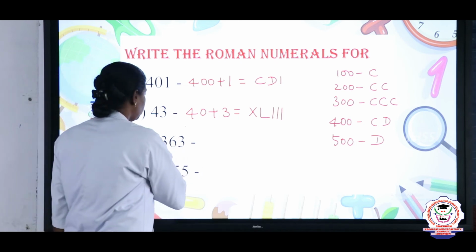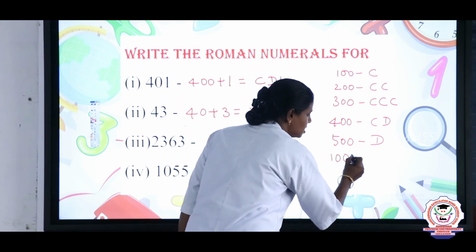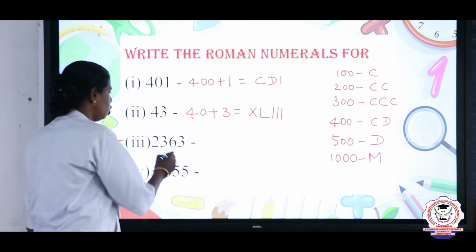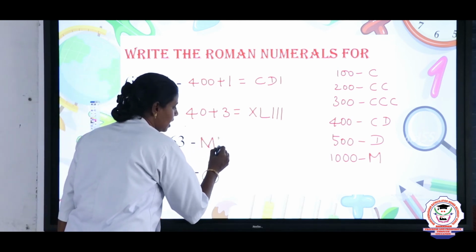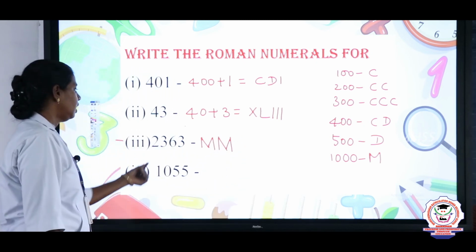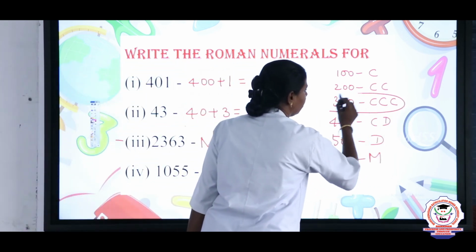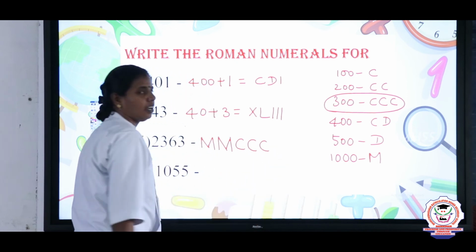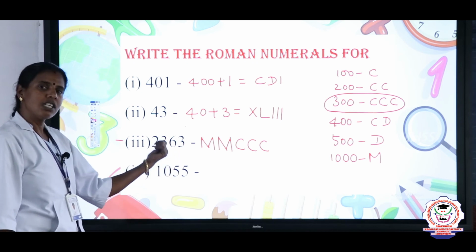2363. So, for 2000, for 1000 what is the symbol? 1000 is capital M. So, 2000 in the sense we are going to take 2 times M, 1000, this is one more 1000, so 2000. And 300, so what is the symbol for 300? 100, 200, 300, CCC. 2300. And 63, so how to write 63?